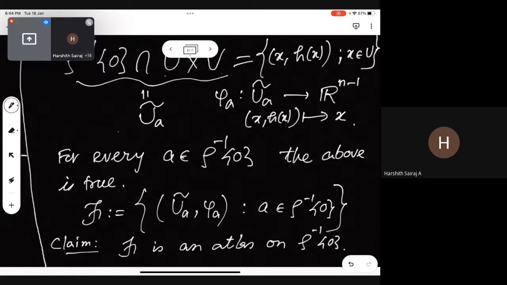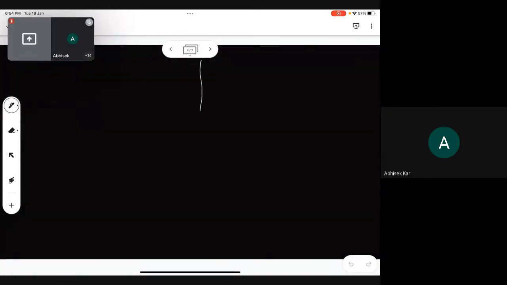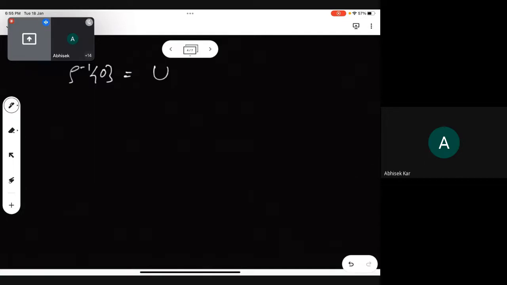Right. This U tilde A, does the union cover the whole of rho inverse 0? Yes, sir. Why? For every point we have taken a neighborhood, so it definitely covers. It is actually an uncountable collection of open sets. So rho inverse 0 is actually the union of U tilde A, A belongs to rho inverse 0. That is definitely, it covers, right?